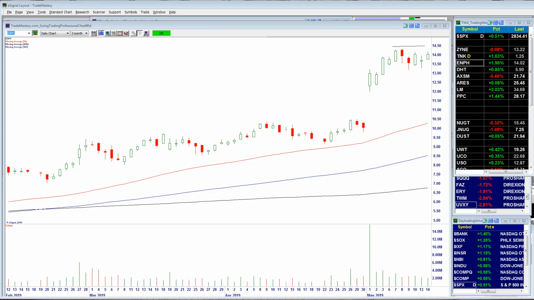Okay, I'm seeing 13s, 13.6s, 13s. Whole numbers are good support levels. And I agree with you, 13 makes perfect sense.